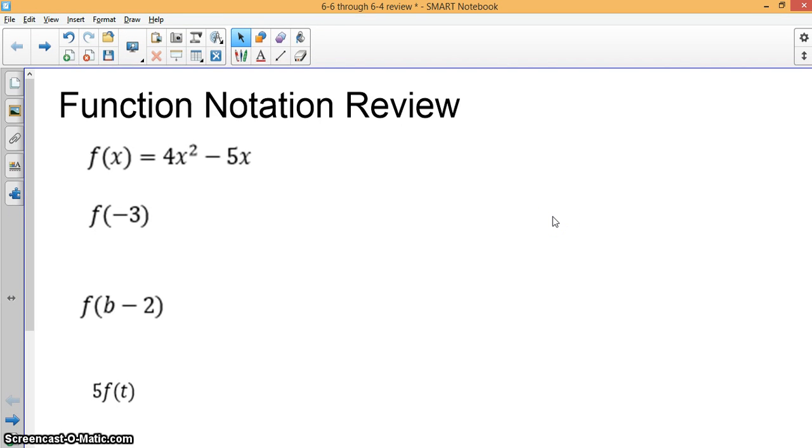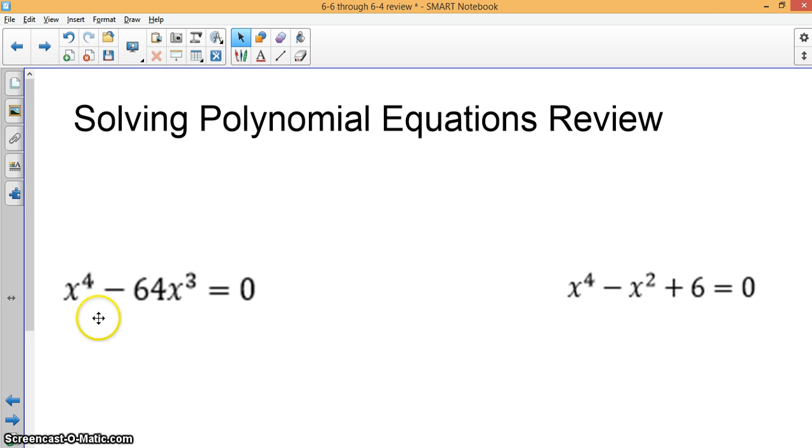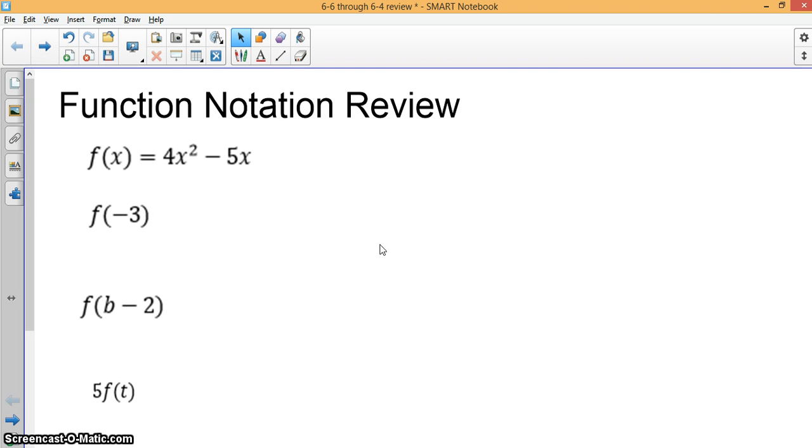Okay, I'm going to talk about two of the concepts that are going to be on the quiz Monday that I feel like people are a little concerned about. This is not everything that's going to be on the quiz, it's just the two things, like I said, that people were most worried about. Function notation and solving polynomial equations. We'll see if I can get through these in a reasonable amount of time.